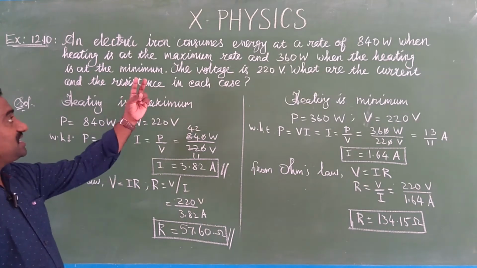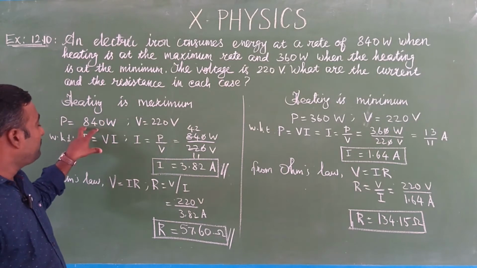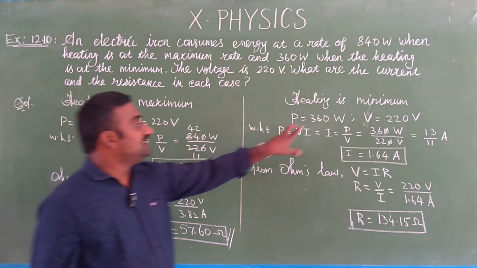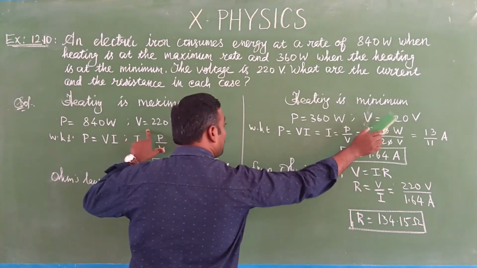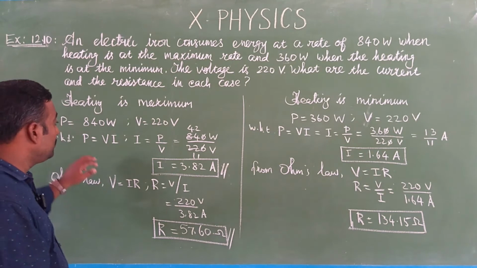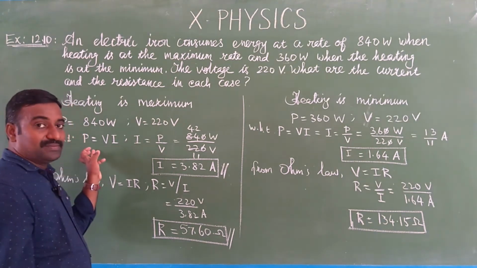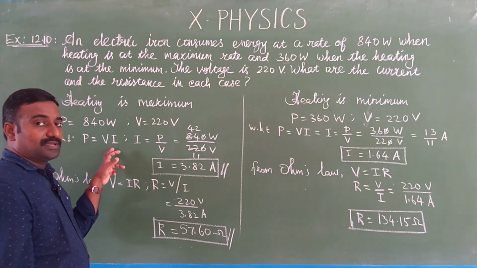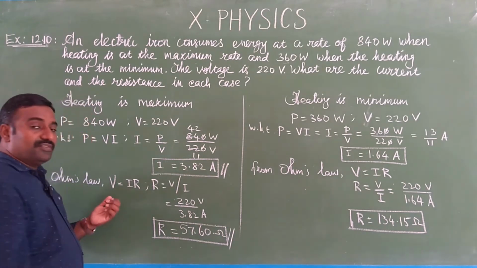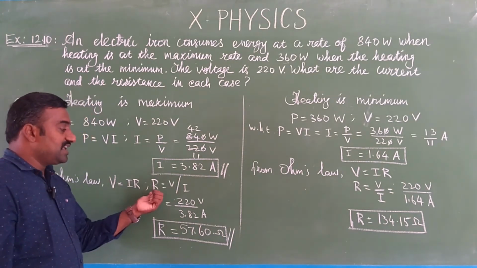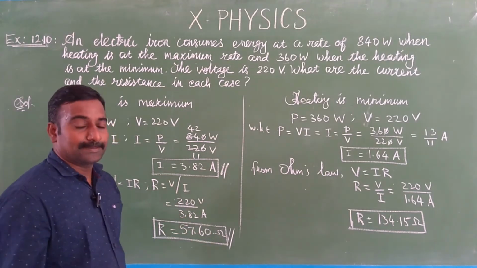So in the electric heater, it consumes energy at the rate of 840 watts when the heating is maximum, and 360 watts when the heating is minimum. These are the two conditions given. But for both the cases, the applied voltage remains the same. So we need to determine the current and the resistance. So current can be calculated. Power is a product of potential difference and current. And from Ohm's law, V is equal to IR, and resistance is the ratio of potential to the current. Then we can get the answer.